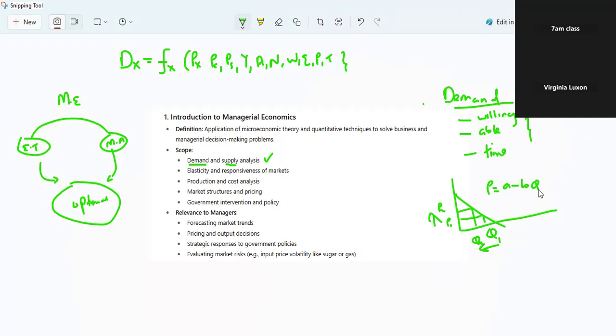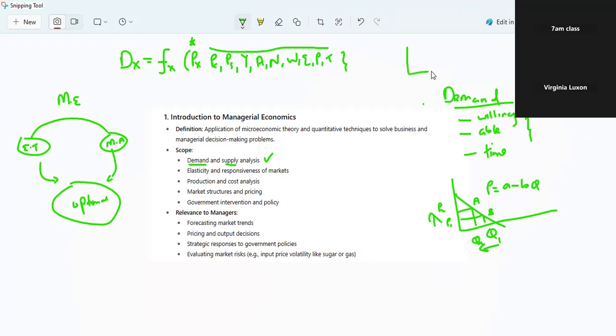Now, to add on to what has been explained, of these factors, only price affects what? The movement along. For instance, if price moves from P1 to P2, it will cause a decrease in demand from point A to point B. We call this a movement along the demand curve. The movement along from A to B is only caused by a change in price. The rest of these factors will cause a shift.